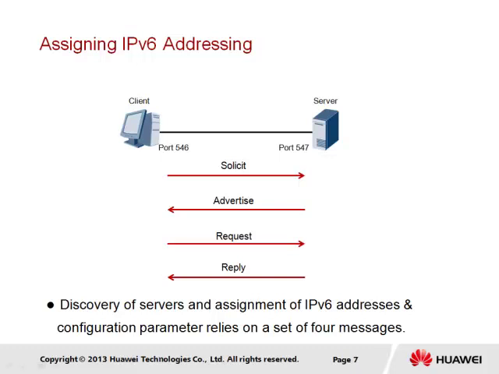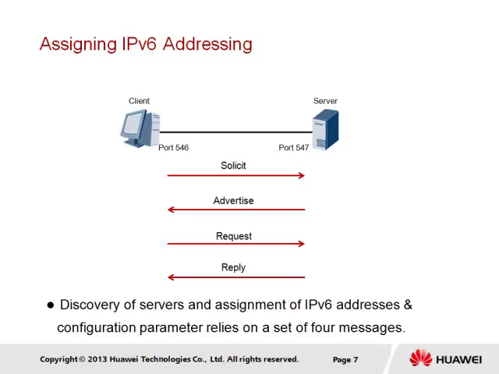If multiple servers are available, the client will select one of the servers based on values, such as a set preference that is carried in the advertise message. A request message will then be generated by the client and sent to the server to request configuration parameters, which includes one or multiple IP addresses that are to be used.